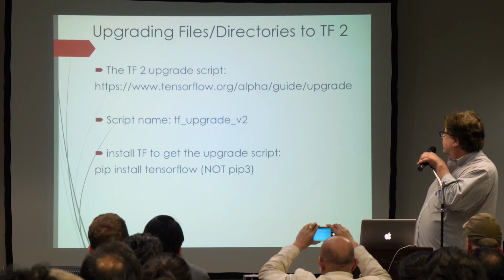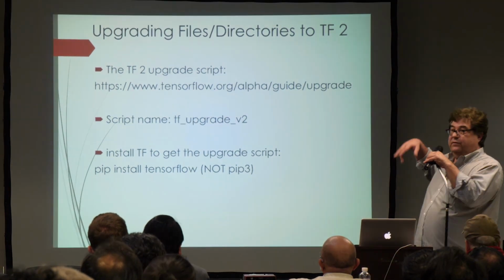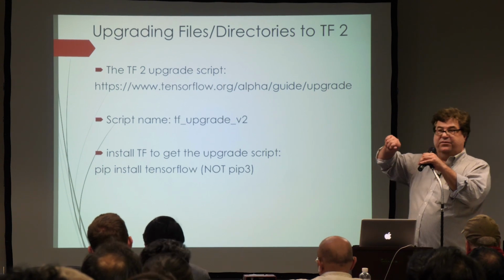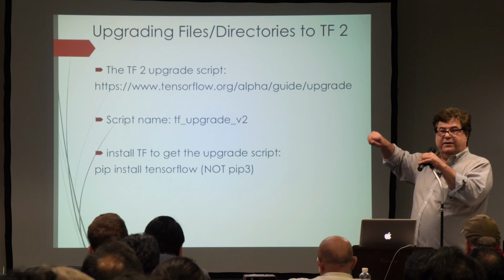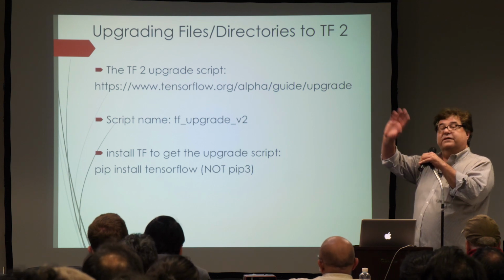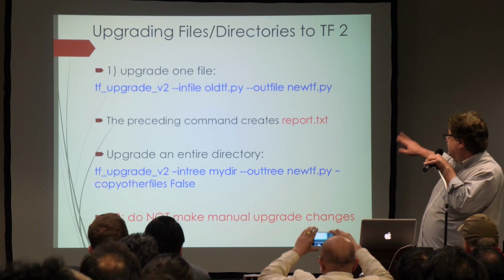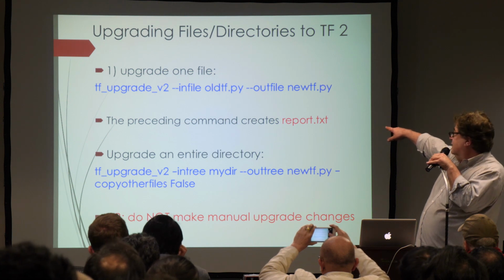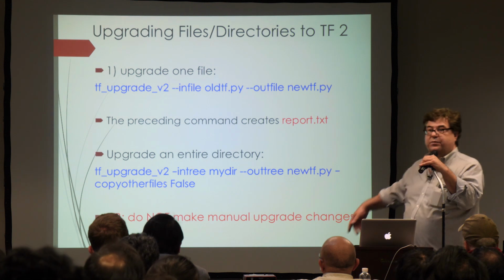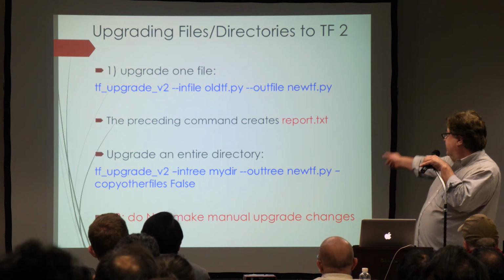And so to do the upgrade, here's a couple of points. As of a few weeks ago, you have to do pip install, not pip3. With pip3, they don't have the upgrade script. So just keep that in mind, unless they've changed it. And when you do so, here's how to upgrade a particular file. One Python script, so that's the syntax, the in file, the out file, and it generates a report: what succeeded, what didn't, issues. And you can upgrade the entire directory.